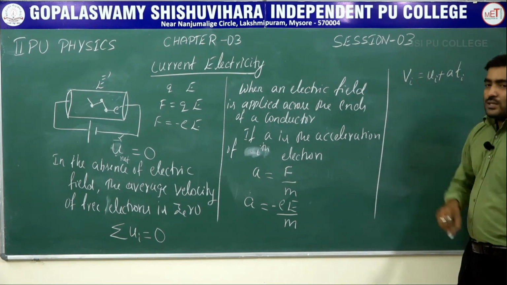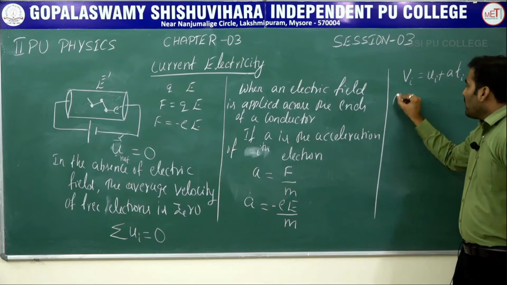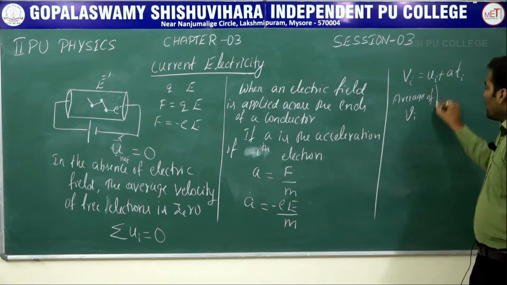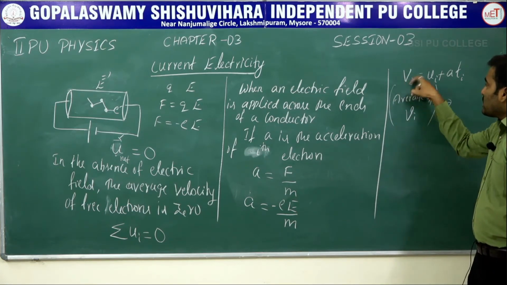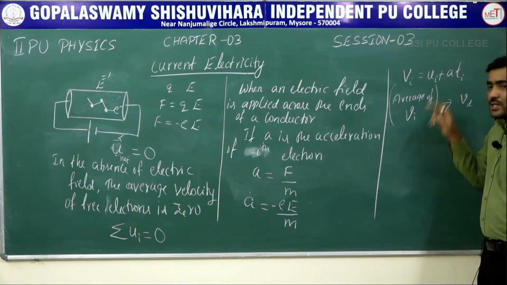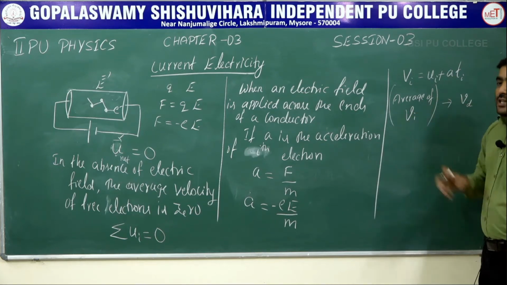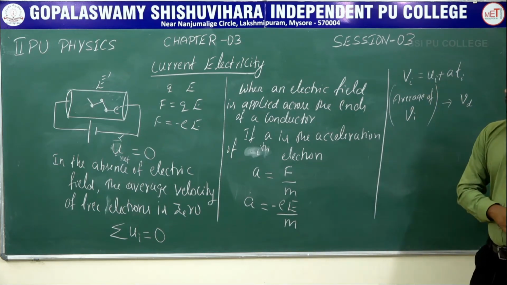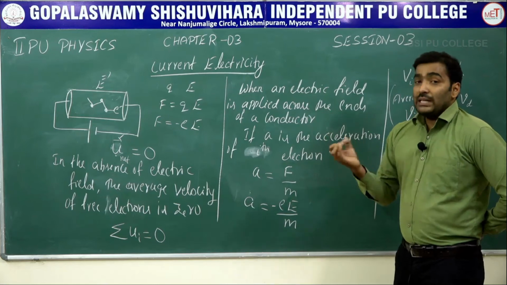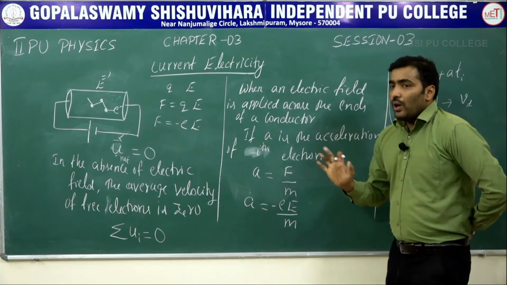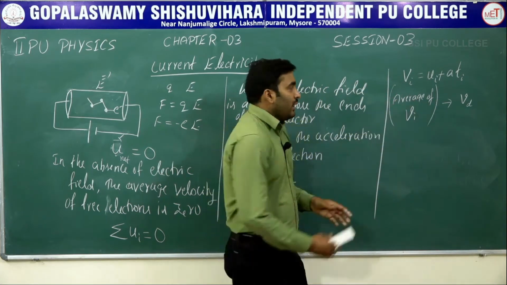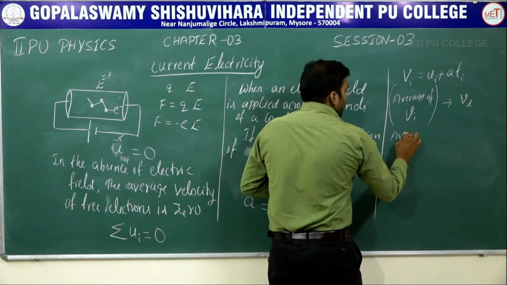Now let us take the average of these things. The average of Vi, I will consider as the drift velocity Vd, because I have already defined this. Drift velocity is the average velocity of all the electrons which are drifted towards the positive end when we apply the electric field. So let us write the average of this one.